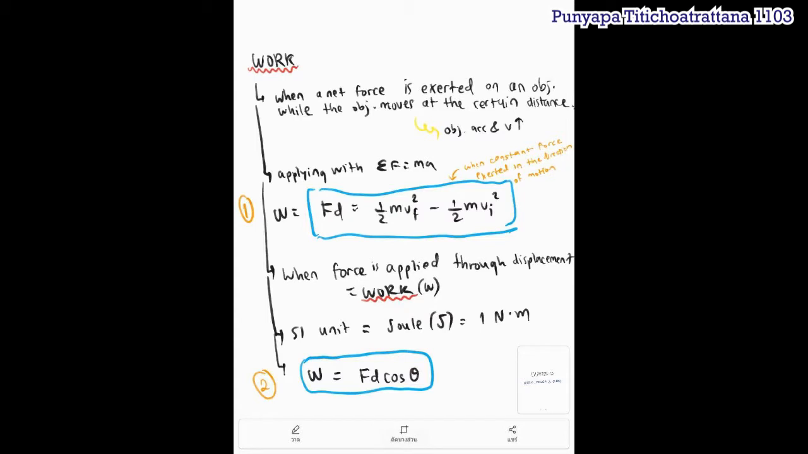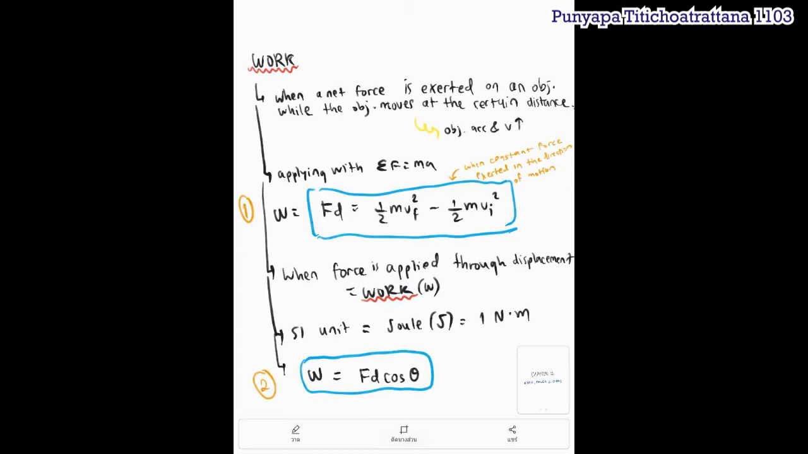Firstly, we should know what work is. Work is when a net force is exerted on an object while the object moves a certain distance. It means that the object's acceleration and velocity are increased. It can be applied with sigma F equals ma, which we previously learned about. The formula would change to W, work, equals force times distance, or it can be converted to 1/2 times mass times the final velocity to the power of 2, minus 1/2 times mass times the initial velocity to the power of 2.